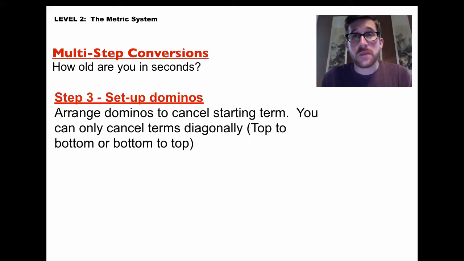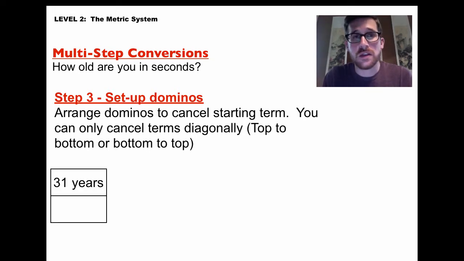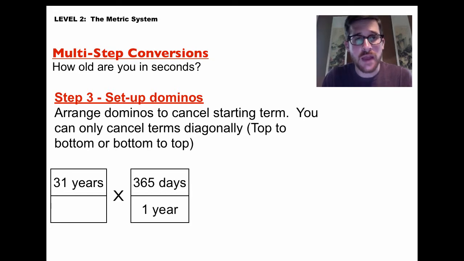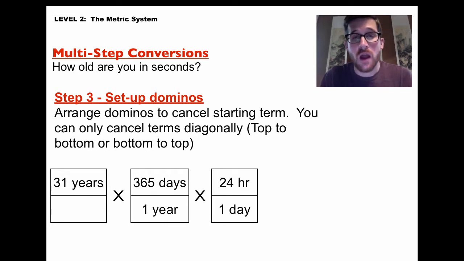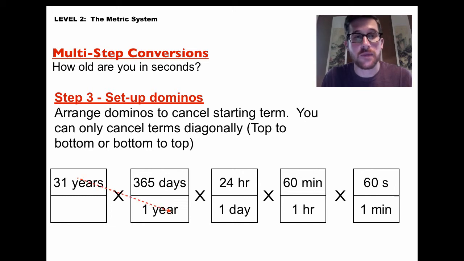So now we set up the dominoes, and this step again is not about doing the math yet. It's just a setup. We want to cancel units, and that's the main goal here, and then we'll do the math. So 31 years is my starting domino. Remember, it's just got a top. I'm going to multiply that by 365 days over 1 year. I'm going to multiply that by 24 hours over 1 day, and then 60 minutes per hour, and finally 60 seconds per minute. Notice my units are canceling diagonally as I go across here, and my final units are always going to be whatever I'm trying to solve for here.